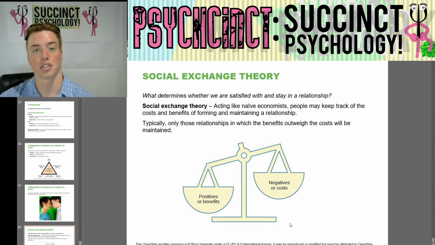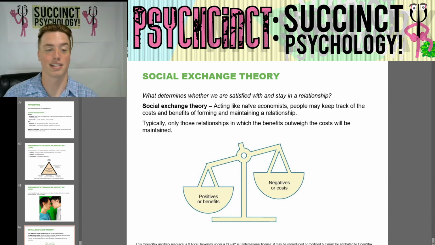So that's a social exchange. You don't want to continue a relationship where the cost is greater than the benefits. You don't want to be in that. It's not a good economic choice.